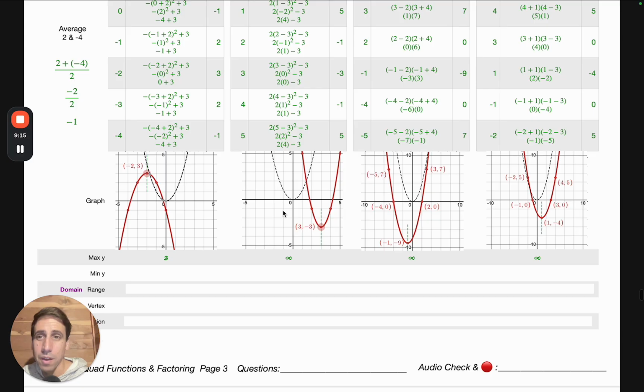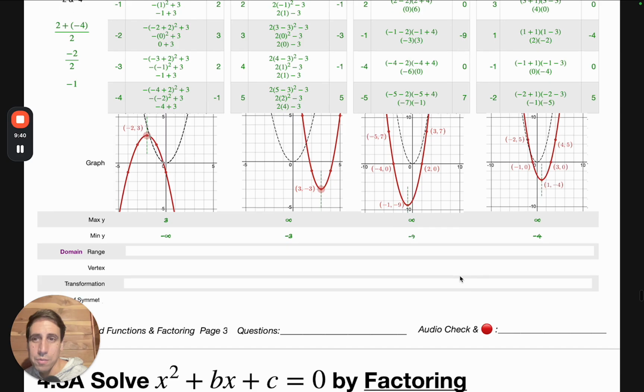The minimum y value here, there's no minimum. It keeps on going as low as you want. The graph extends down forever. So that's -infinity. But here, the minimum is -3. You can see on the table here, -3 is the lowest y value we calculated, or possible. And then it's also the lowest y value here on the graph. Lowest y value here is -9, and the lowest y value is -4.